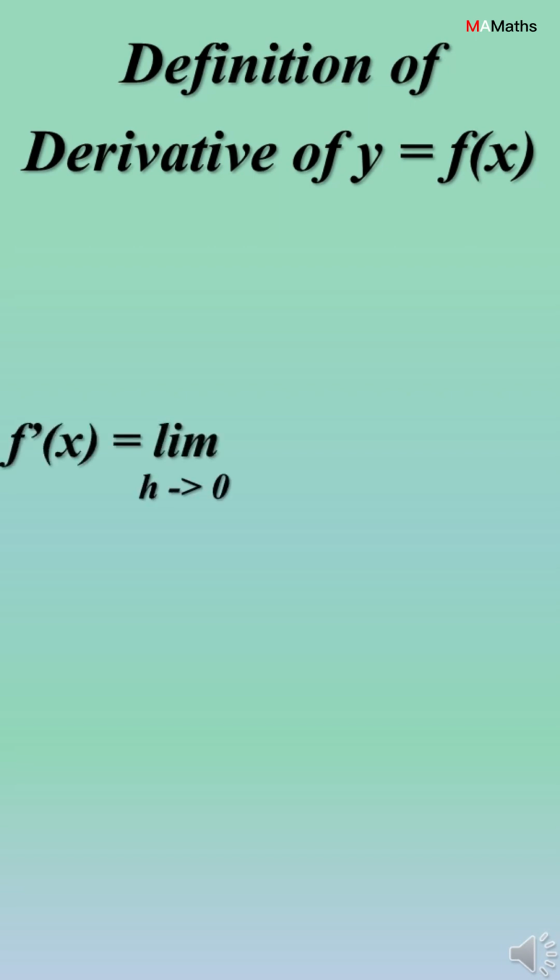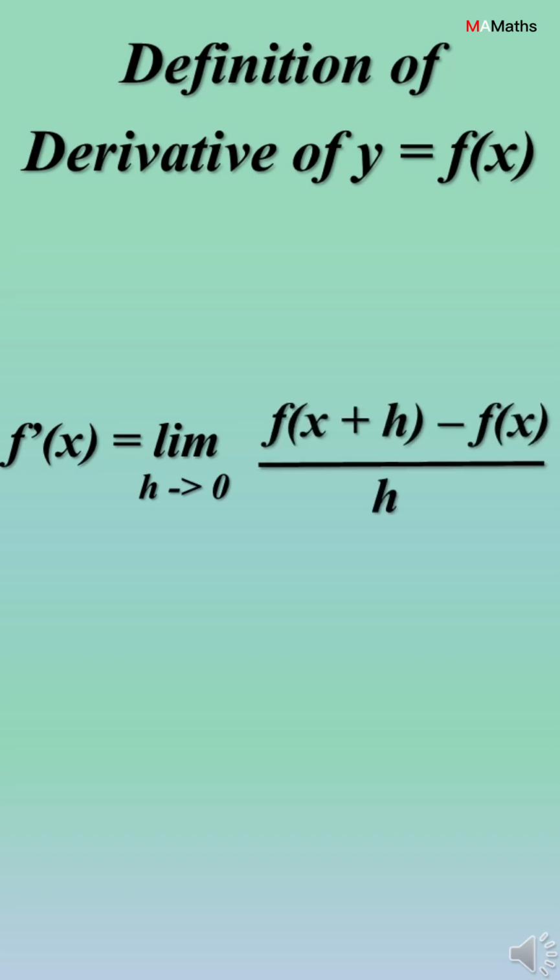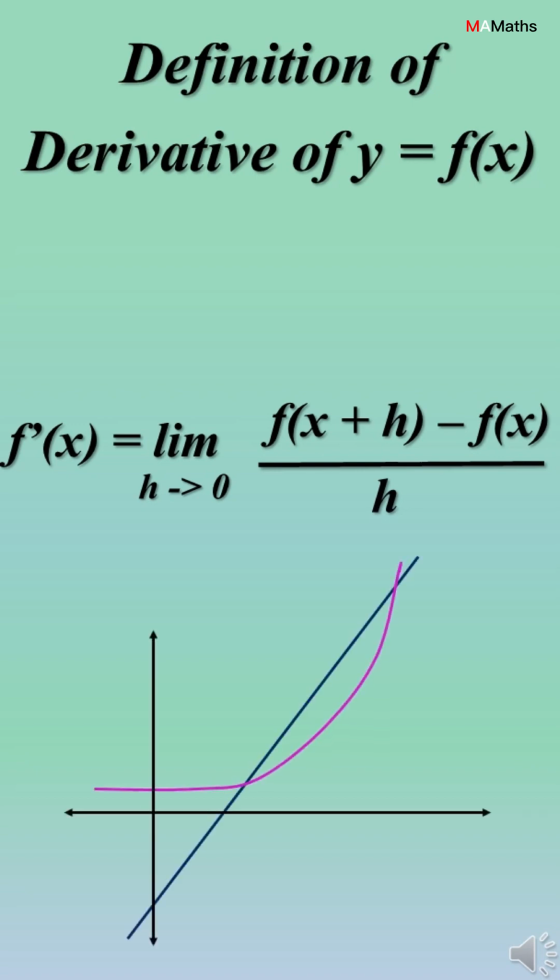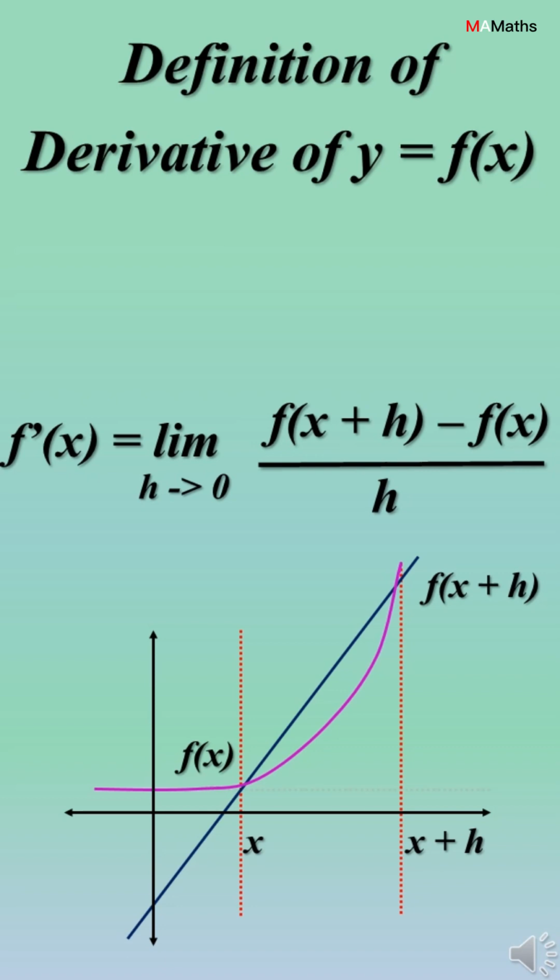f dash of x is equal to the limit as h tends to 0 of f of x plus h minus f of x divided by h. What does that mean? Well, if we look at the little diagram here, we've got a set of axes, and we can see we have a purple curve. If we want to find the slope of the curve at the point x, we could consider first of all the second line, that blue line which cuts through the curve at 2 points, at x and at x plus h. So the gap from x to x plus h is of course h.